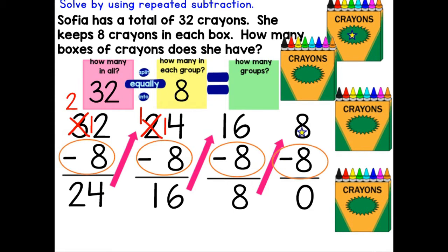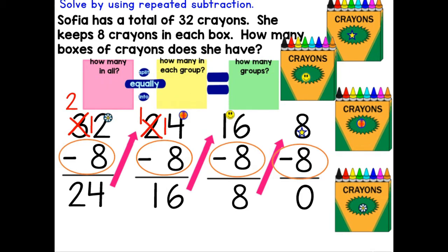8, 16, 24, 32. Sophia has put all 32 crayons away. She put them into groups of 8. How many groups of 8 did she make? 4. She made 4 groups of 8. 32 divided by 8 equals 4. Also, 4 times 8, 4 equal groups of 8 is 32 in all.